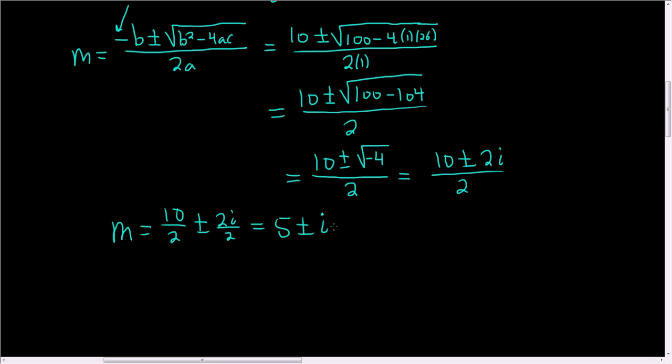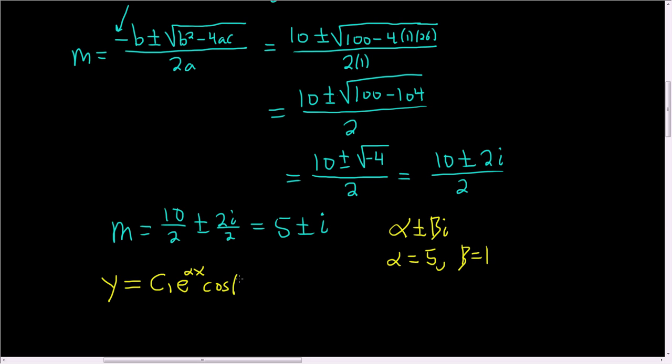So it looks like we have solutions that are complex conjugates. So our solutions are of the form alpha plus or minus beta i. In this case, alpha is equal to 5 and beta is equal to 1. And whenever we have complex conjugate solutions, the general solution has the form c1 e to the alpha x cosine beta x plus c2 e to the alpha x sine beta x.